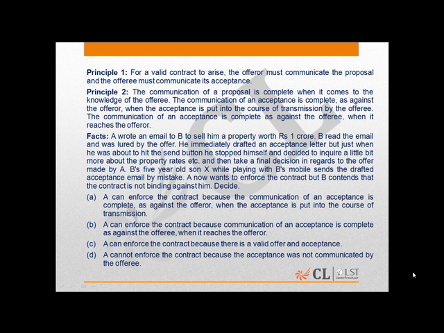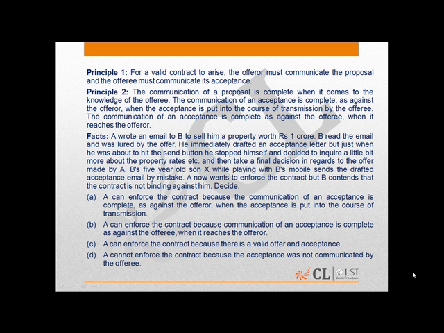The facts say that A wrote an email to B to sell him a property worth rupees 1 crore. B read the email and was lured by the offer. He immediately drafted an acceptance letter, but just when he was about to hit the send button, he stopped himself and decided to inquire a little bit more about the property rates, etc., and then take a final decision in regard to the offer made by A.